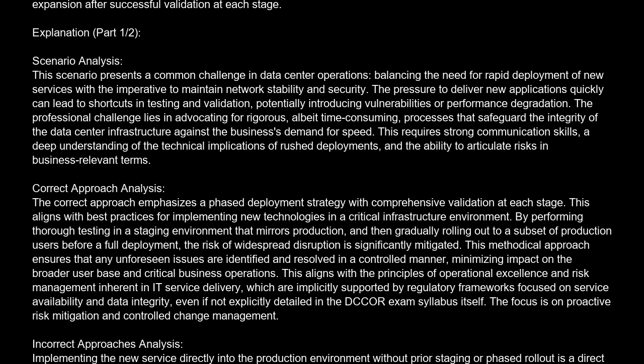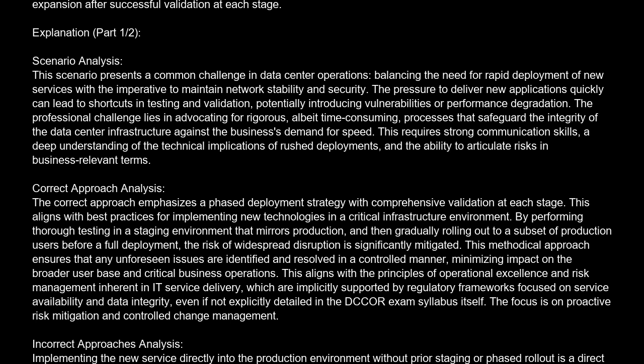The pressure to deliver new applications quickly can lead to shortcuts in testing and validation, potentially introducing vulnerabilities or performance degradation. The professional challenge lies in advocating for rigorous, albeit time-consuming, processes that safeguard the integrity of the data center infrastructure against the business's demand for speed. This requires strong communication skills, a deep understanding of the technical implications of rushed deployments, and the ability to articulate risks in business-relevant terms. Correct approach analysis.